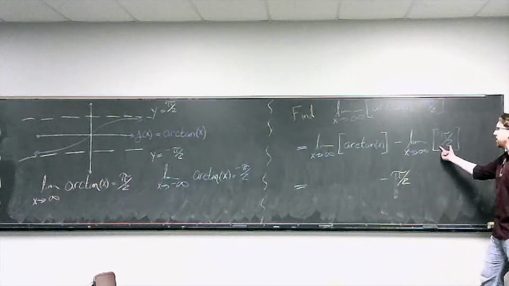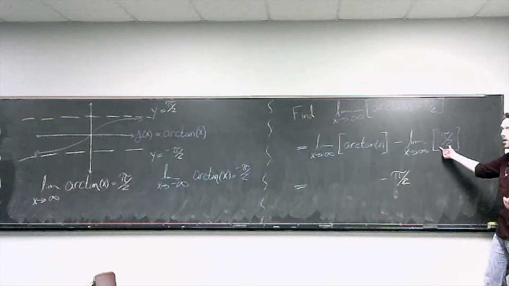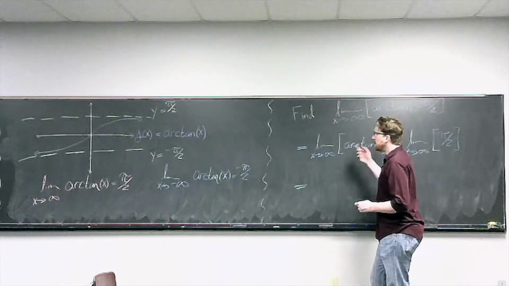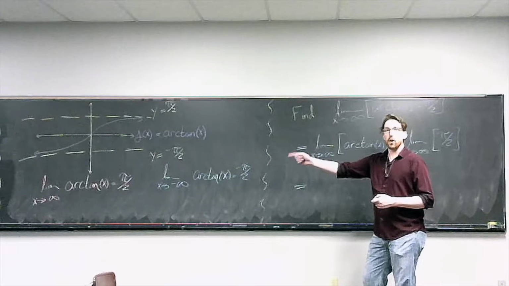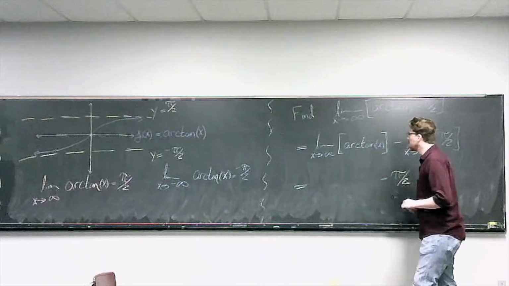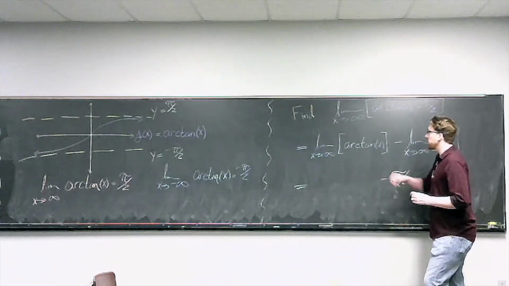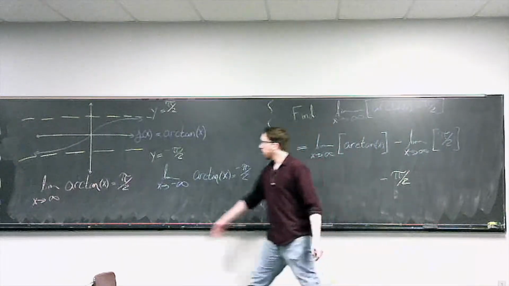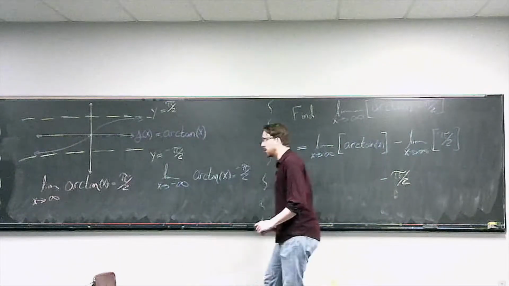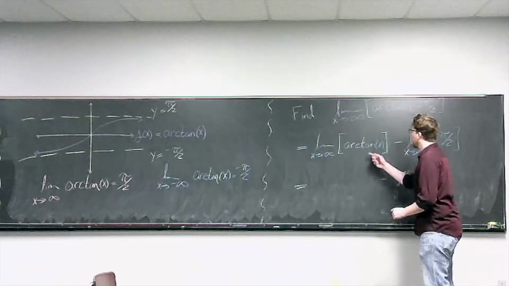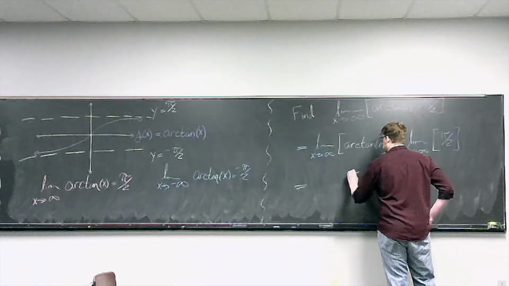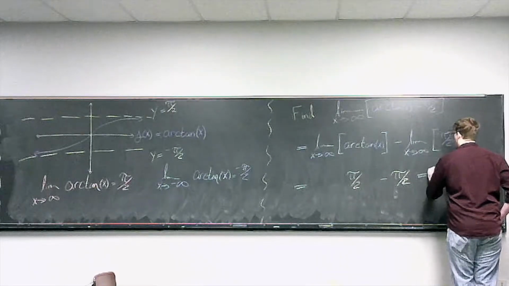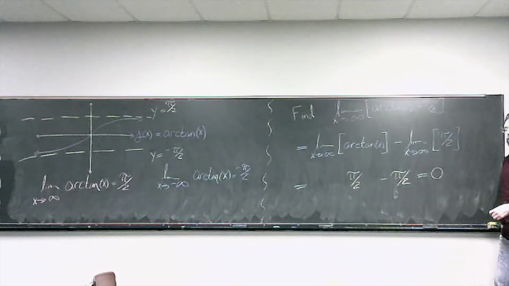It's not going to change. It's just going to be that constant value, pi over 2. And based on what we were just saying a second ago about arctangent, well, as x approaches infinity, arctangent approaches pi over 2. So this is going to give us pi over 2 minus pi over 2, or just 0.